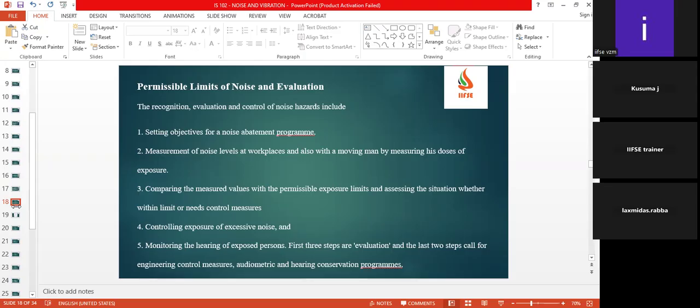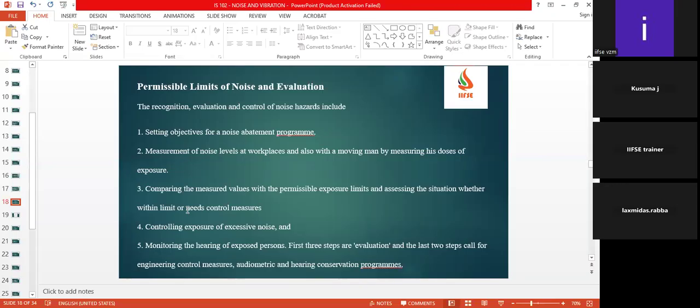Then measurement of noise levels at the workplace and also with the moving man when measuring his dose of exposure. One is talking about the noise which is generated from the sources. On the other side, a person who is exposed, who is roaming around the machines or working near the machines. Then the next level, we can compare the measured values with the permissible exposure limits and assess the situation, whether within the limit or not. Once we measure the value, then only can we compare whether it is okay with the standard limits, whether we are in the safe limit or not.